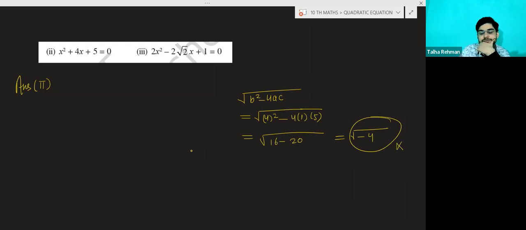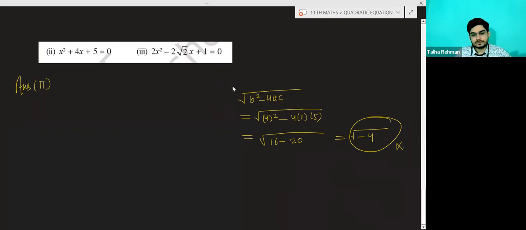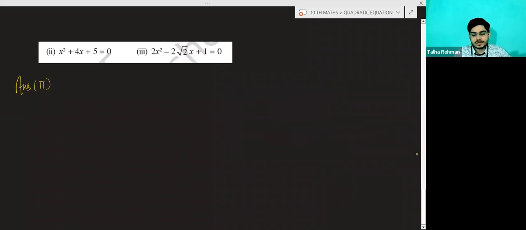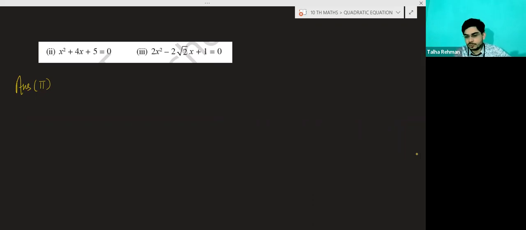No. When we write any value inside the root, that must be positive. Negative root is not possible. You will get some imaginary value, and imaginary numbers you will study in your 11th class if you will have math there.